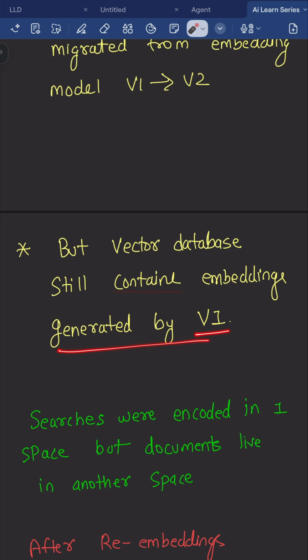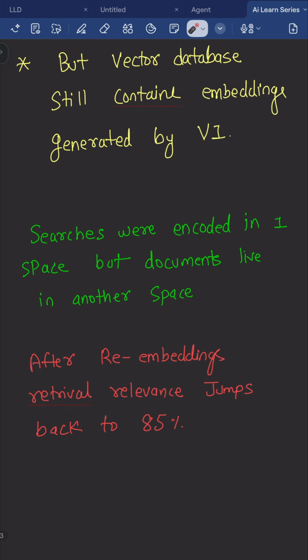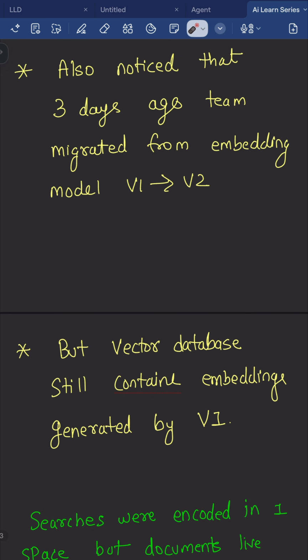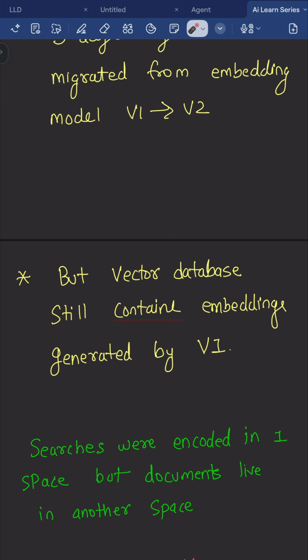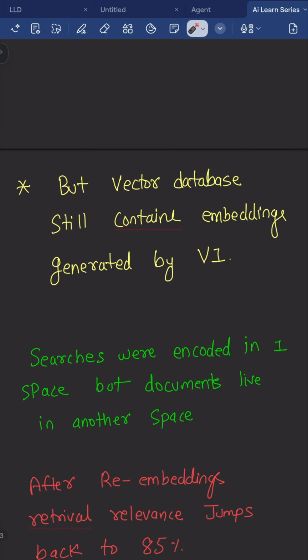Those were generated by version 1. Due to that, searches were encoded in one space but the documents lived in another space. That is what is key here: whatever the user was querying was pointing to version 2, but the data was still coming from version 1.